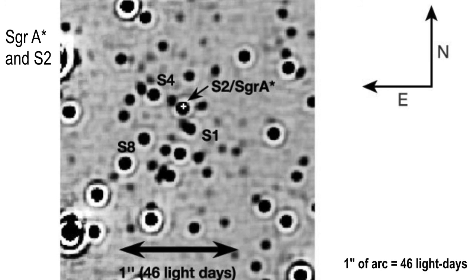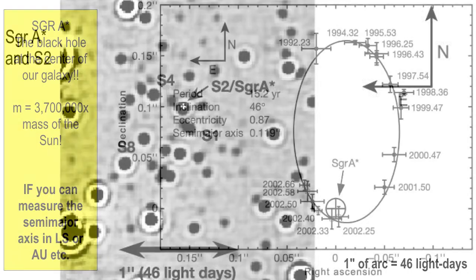All right? So go ahead and mark a note. 1 second of arc, 46 light days in this false color image. And you can see the north and the east orientation. And that's backwards from what we're used to, because you're looking at the sky. You're not looking at the Earth. That's oriented on the north and the east of the celestial sphere, not the north and the east of the earth. So it looks a little bit backwards.